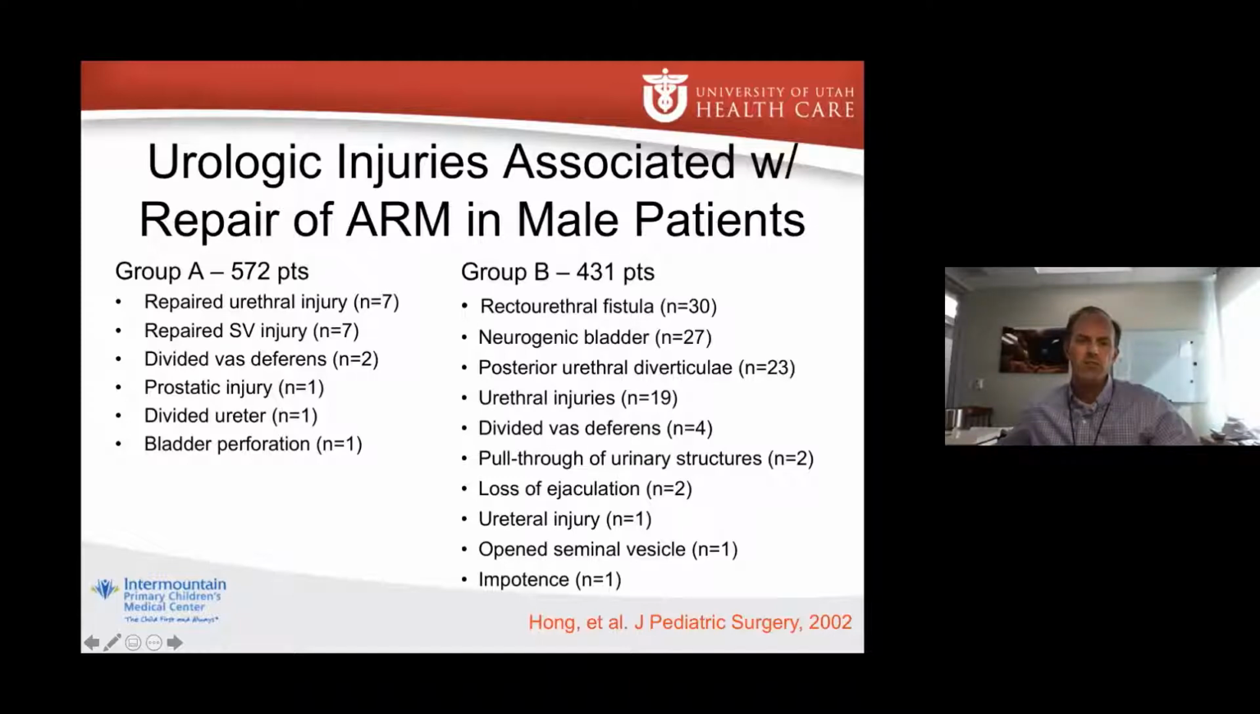And so you can see the different kinds of injuries that can occur with these patients. Neurogenic bladder here in 27, a posterior urethral diverticula, urethral injuries, divided vas deferens. So things are going to happen with these patients that you may need to be involved in.